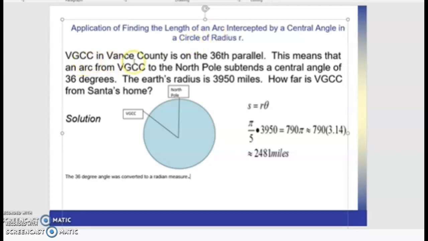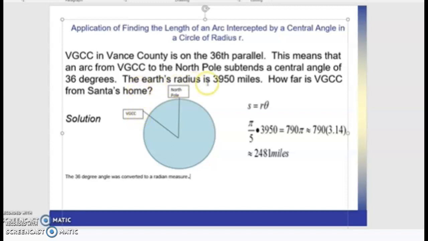Vance Granville Community College in Vance County is on the 36th parallel. This means that an arc from Vance Granville Community College to the North Pole subtends a central angle of 36 degrees. So, in other words, our central angle right here has a measure of 36 degrees. We can see one side of the angle stopping at the North Pole, the other one down here in North America at VGCC.